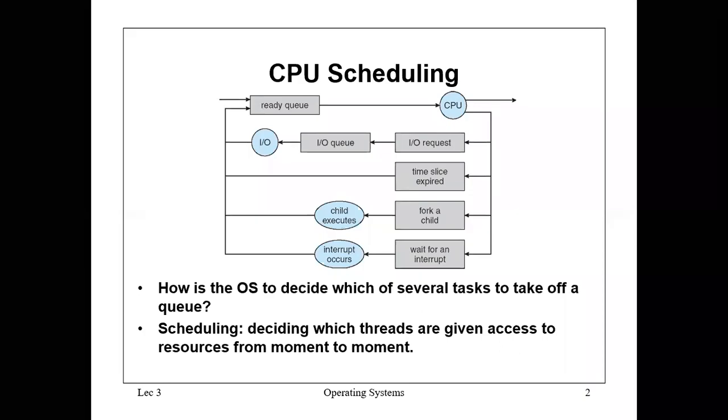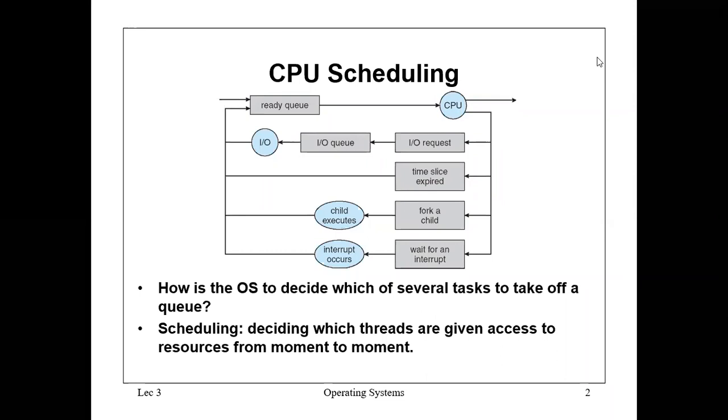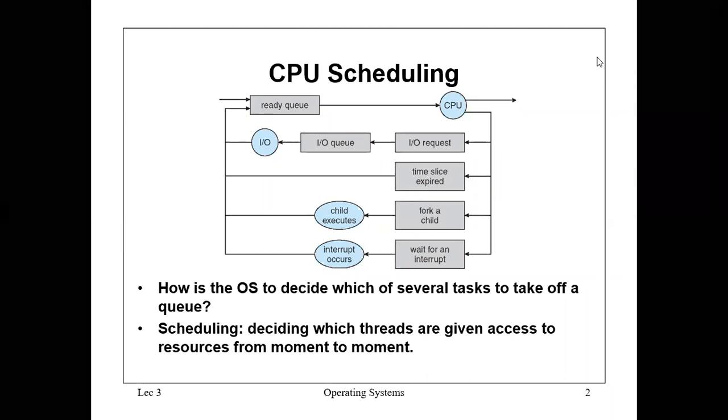Recorded. In today's class, we will discuss a topic called CPU scheduling. What does scheduling mean? Whenever the operating system has multiple processes, it has to decide which task it will do first, or how it will handle multiple tasks.